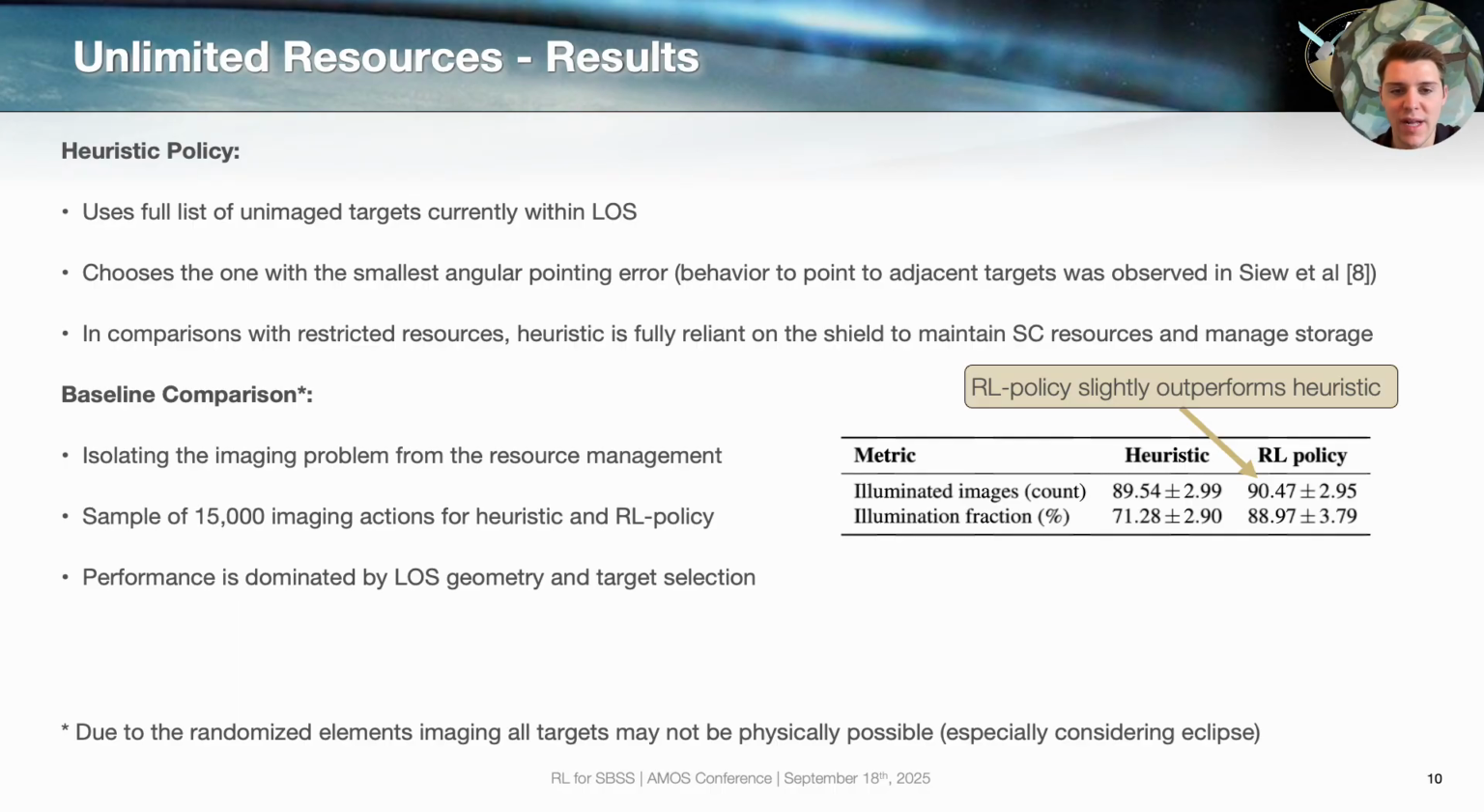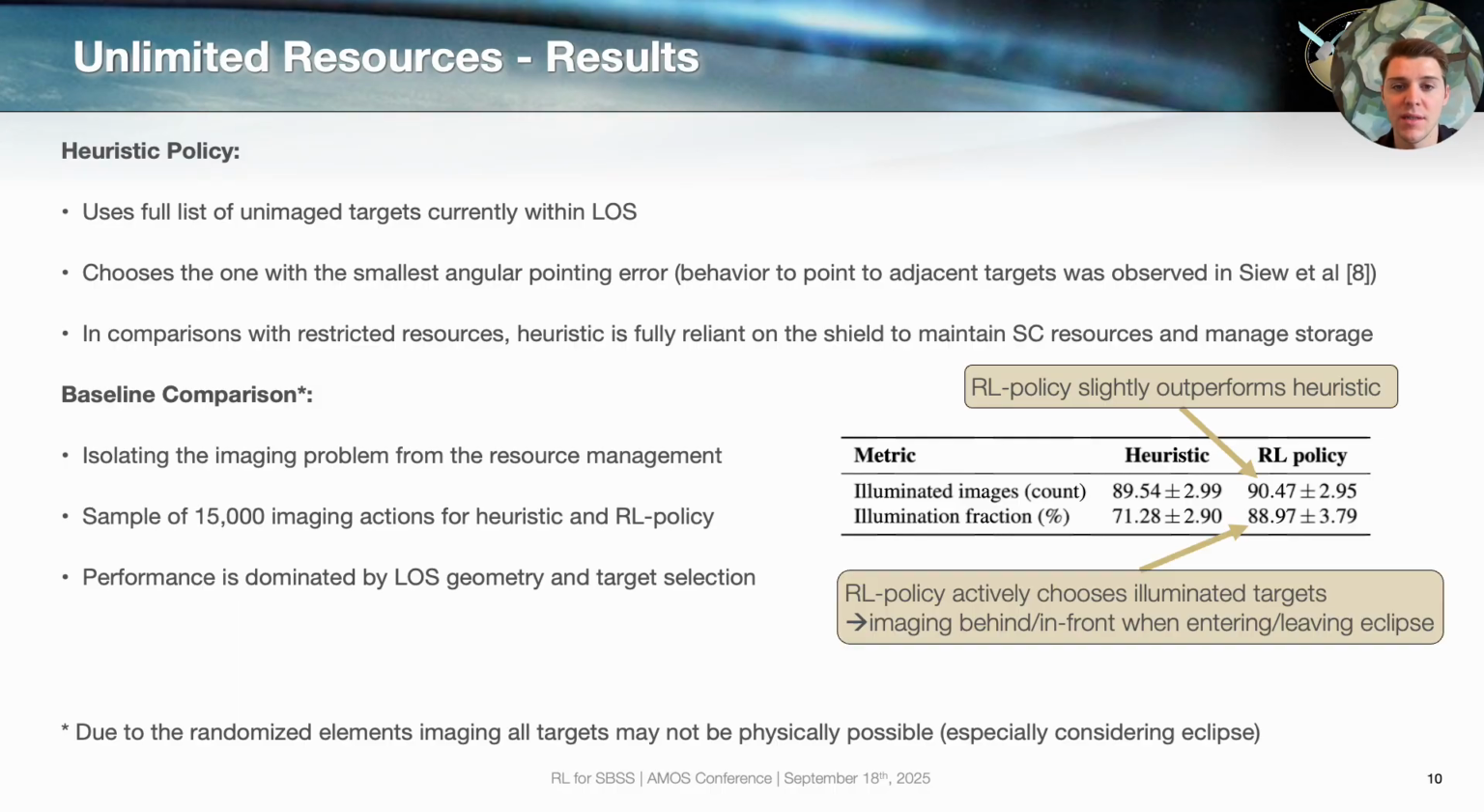And here, the optimal value is not exactly 100. It depends on exactly the simulation and the seed that you're getting, because you're randomizing all the orbital elements, and therefore sometimes you cannot even image all the targets, especially considering eclipse constraints as well. But the reinforcement learning policy is clearly trying to choose targets that are illuminated. So we see here a clear difference between 89% to 71% of choosing illuminated targets at the decision points. So this is basically implemented as imaging behind if you're about to enter an eclipse, and imaging in front if you're about to leave an eclipse, since the targets over there will already be lit.